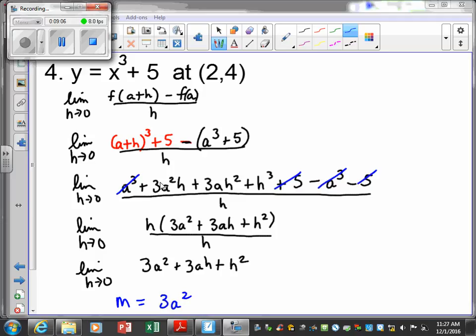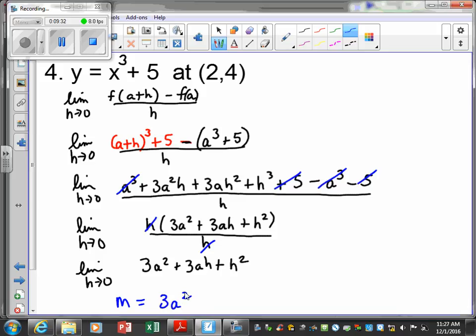Okay, so we check our work. We have a cubed, subtract, cancel 5 minus 5. We factor out an h. Now at this point our h's cancel out. So we take the limit of 3a squared plus 3ah plus h squared as h approaches 0. That means this term goes to 0. Our slope is 3a squared.